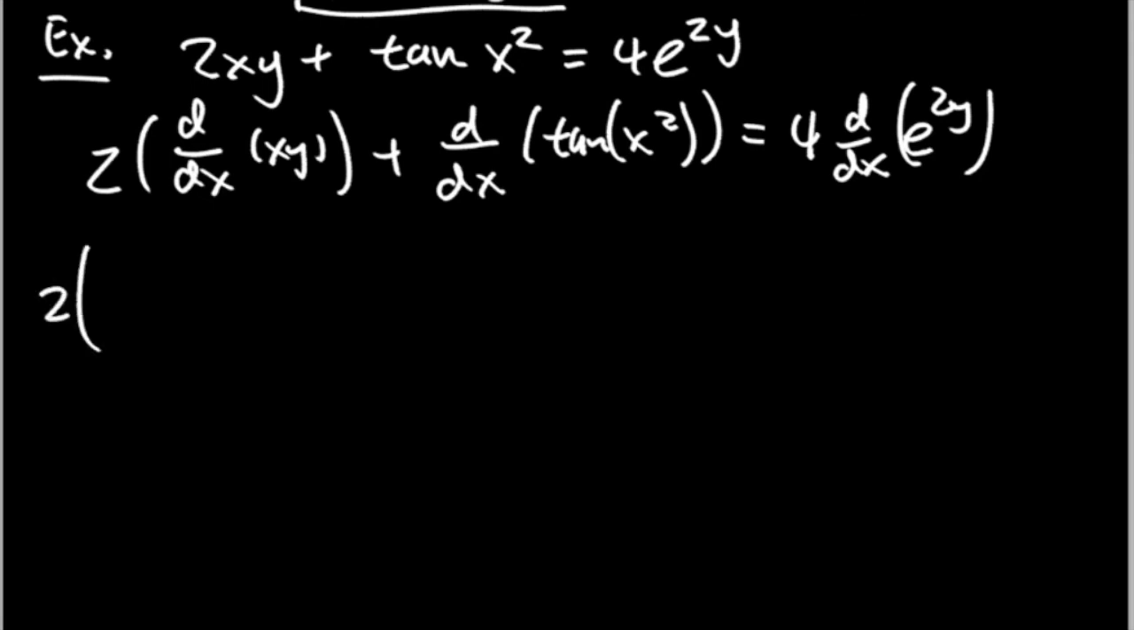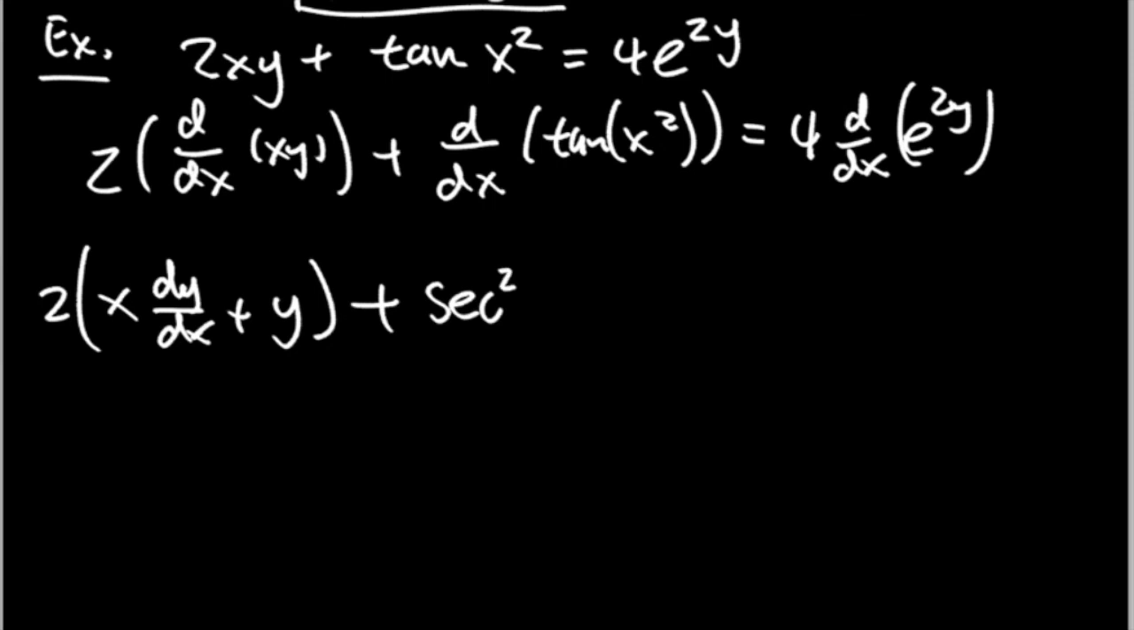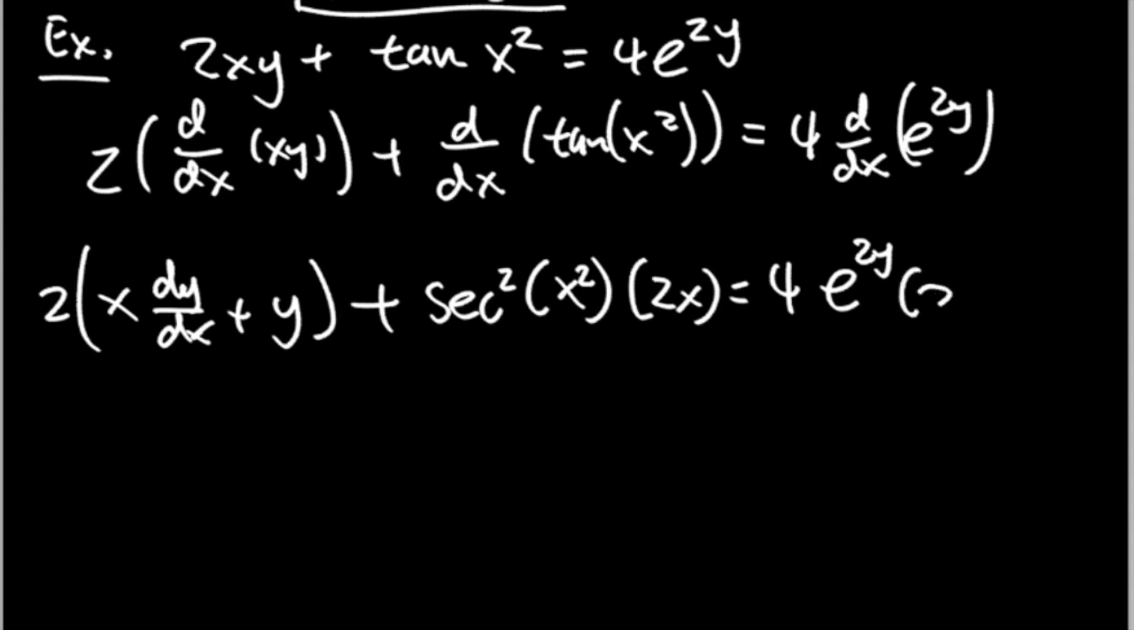All right, now let's take these derivatives. First times the derivative of the second, plus second times the derivative of the first, that's just 1. I don't need the d/dx x again, so there you go. Plus, derivative of tangent is secant squared. Inside stays the same. Derivative of the inside is 2x. Multiply that outside, like I did. 4 times e to the 2y, and then got to chain rule that. You got a 2 dy/dx then.